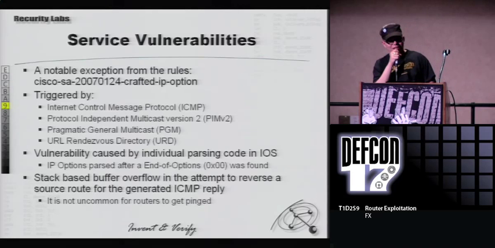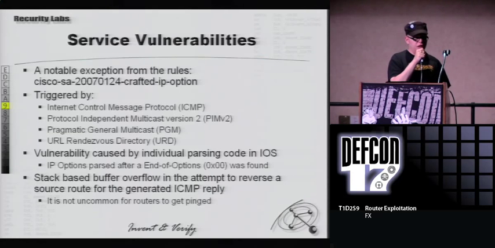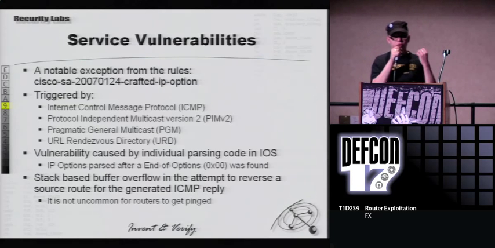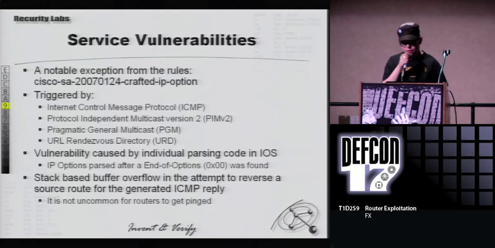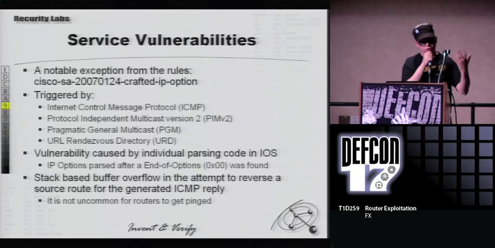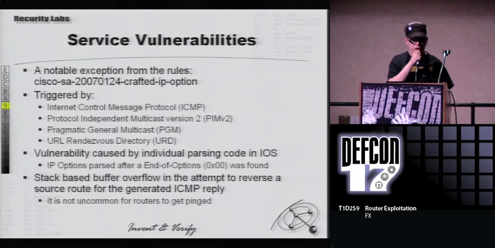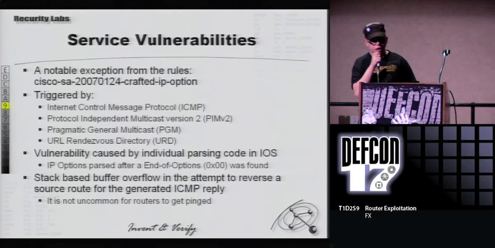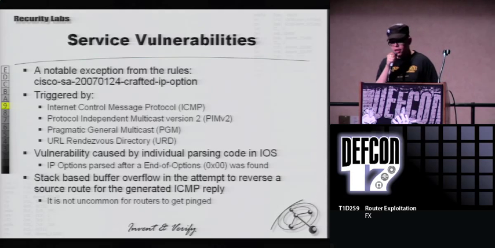There is a notable exception, which is my favorite research bug. I haven't actually found it myself. So there is this vulnerability in IOS with IPv4 option parsing, and it's only hitting in 4 different protocols. Things like the URL Rendezvous Directory, whatever, never heard of that, or some multicast routing, and a rarely used protocol, ICMP, known as ping.